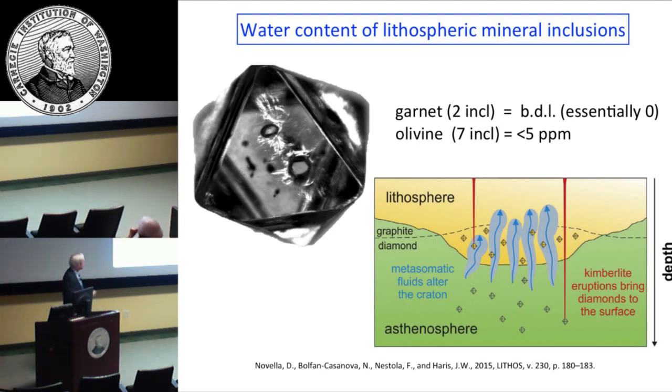So they've got 2 garnets they've worked on, essentially 0, below detection limit. They had 7 olivines, and they were less than 5 ppm. So this is way below what's seen in olivines in xenoliths that come up in kimberlite. And there's quite a story in stabilizing lithosphere that's based on how dry it is.